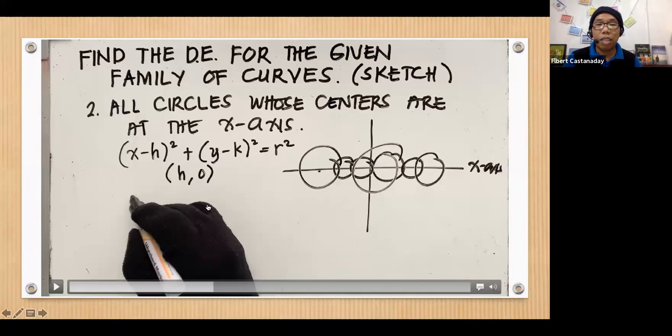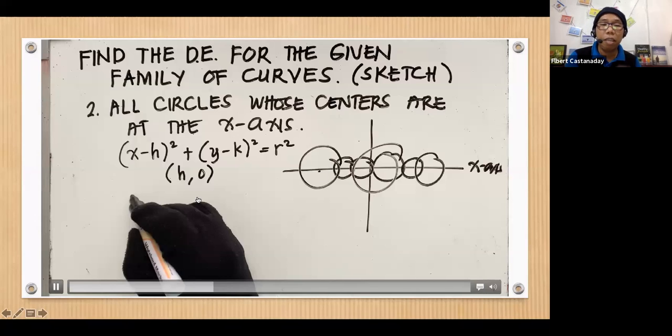Okay, now let's proceed here. So, isa sa mga parameters ko dito is yung radius, kasi magkakaiba nga sila. May maliit, may malaki na circle. So, yun yung mga possibilities for this particular problem. Okay, and then the h. One value of the h represents one circle.